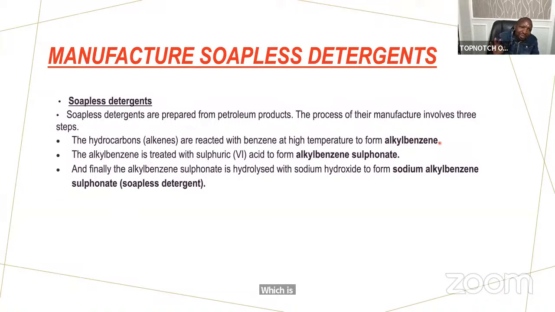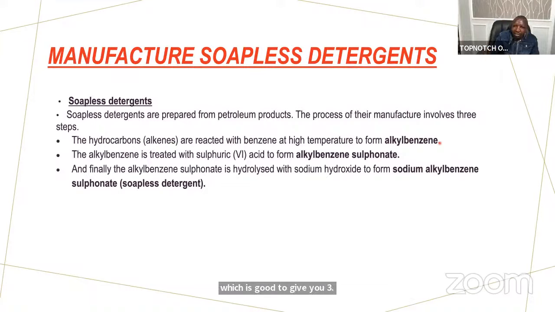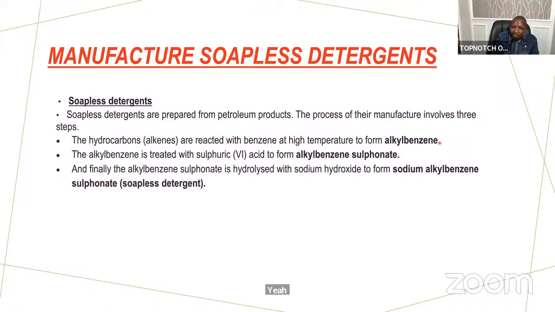If asked to describe how to make a soapless detergent, you only need three lines, which will give you 3 marks. The hydrocarbon is reacted with benzene at high temperature to form alkyl benzene. The alkyl benzene is treated with sulfuric acid to form alkyl benzene sulfonic acid. Finally, it is neutralized with sodium hydroxide to form sodium alkyl benzene sulfonate, which is the soapless detergent.